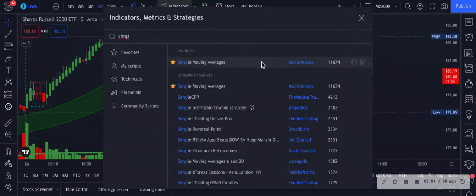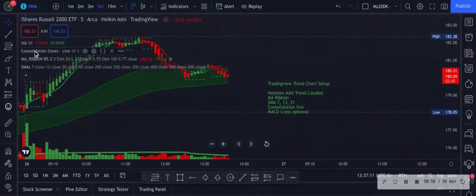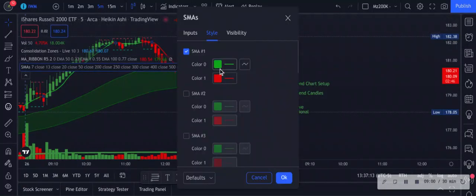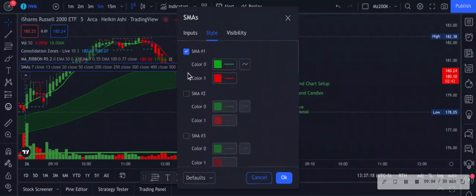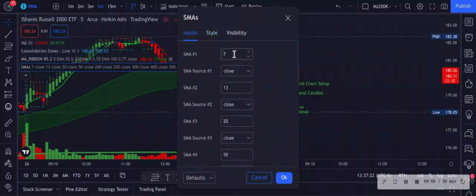11,674 followers. And on this one, it's going to bring up probably about 10 indicators. Yes, 10. Uncheck them all but the first one. The first one, change it to 7.